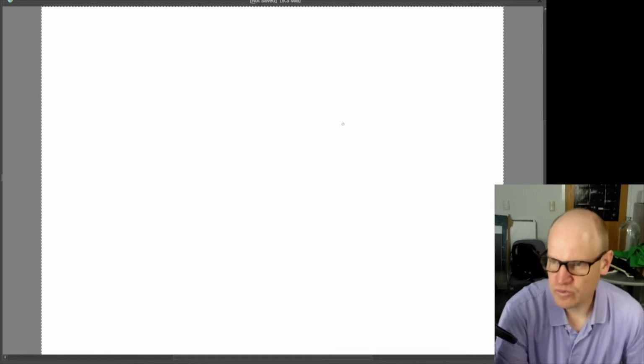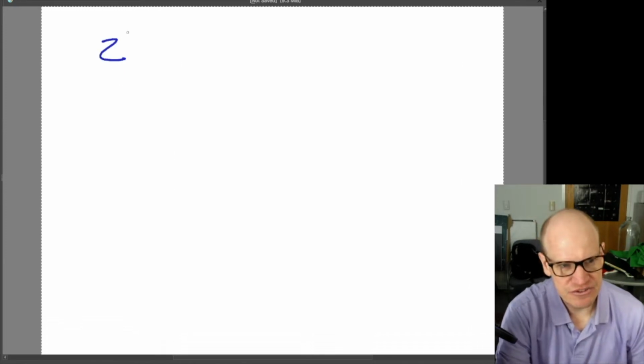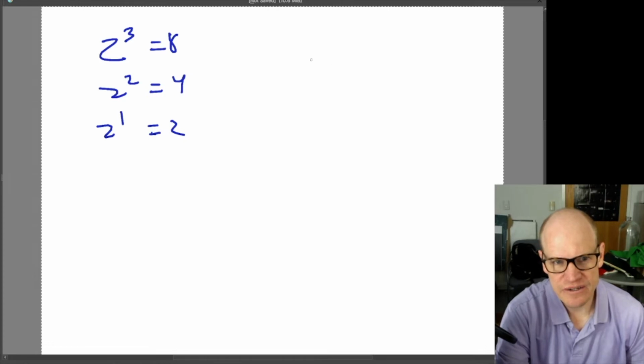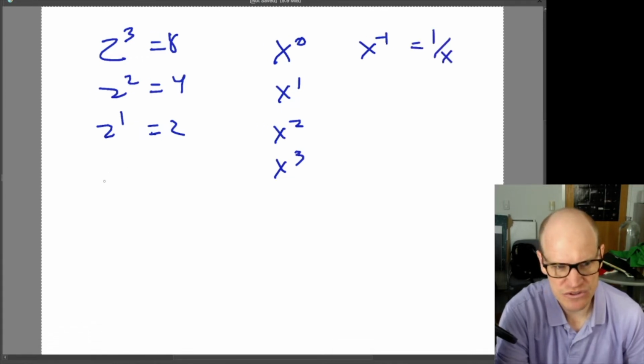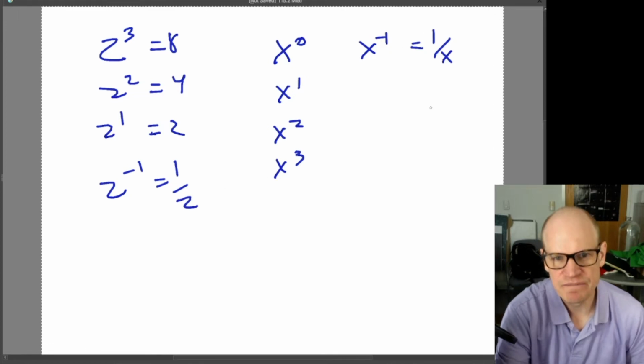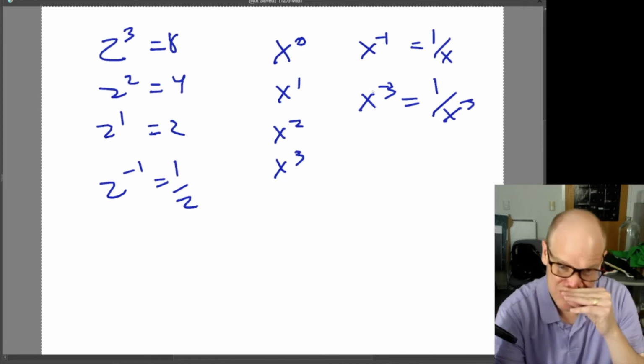What mathematicians mean when they say linear is the following. We saw how 2 to the third is 8, 2 squared is 4, 2 to the first is 2, and so forth. Well, when you have a variable instead of a number, you're going to have x to the 0, x to the 1, x squared, x cubed. You might have x to the minus 1, which is equal to 1 over x, because it has the same rules. 2 to the minus 1 is equal to 1/2. You might have x to the minus 3, which is 1 over x cubed. So it uses the same notation.